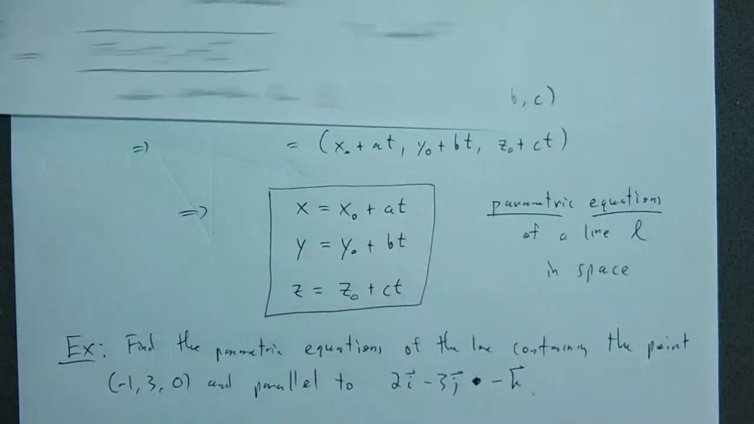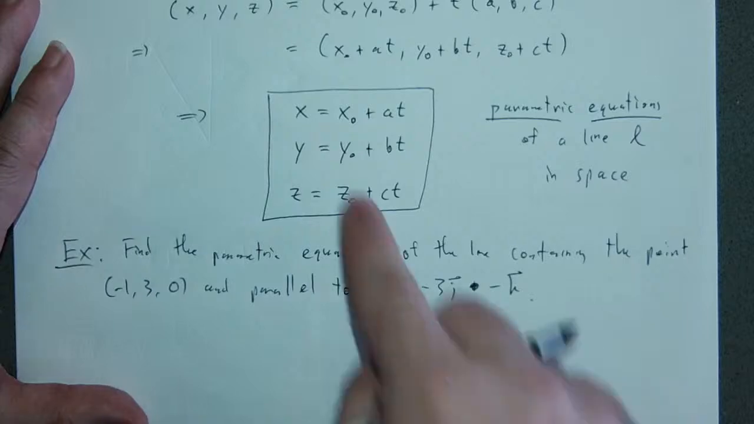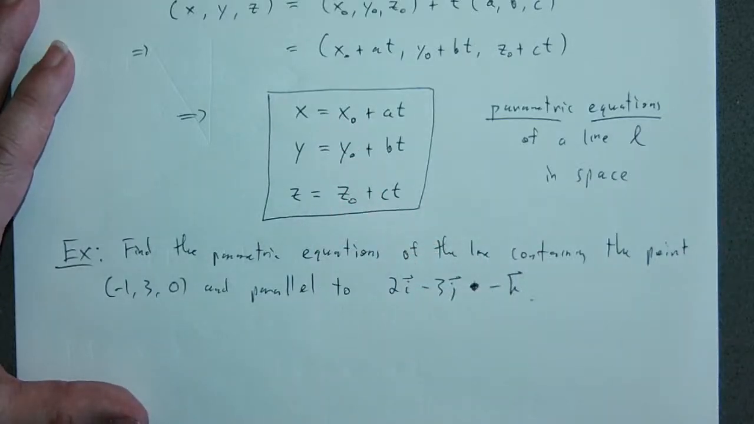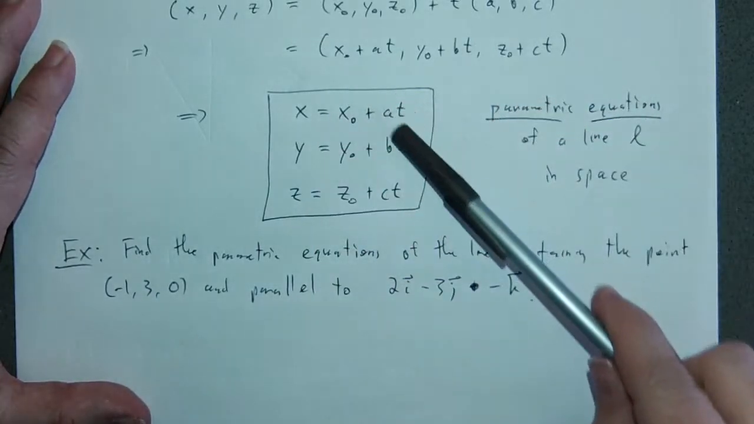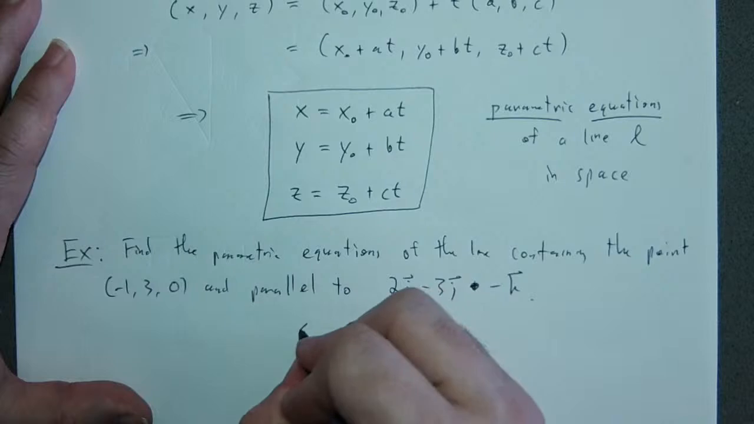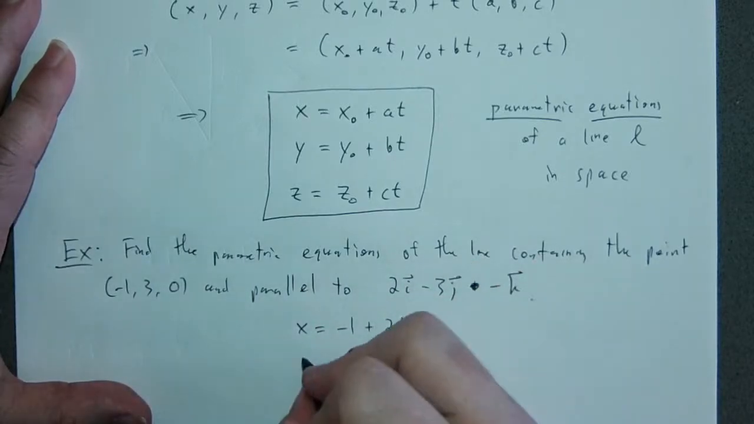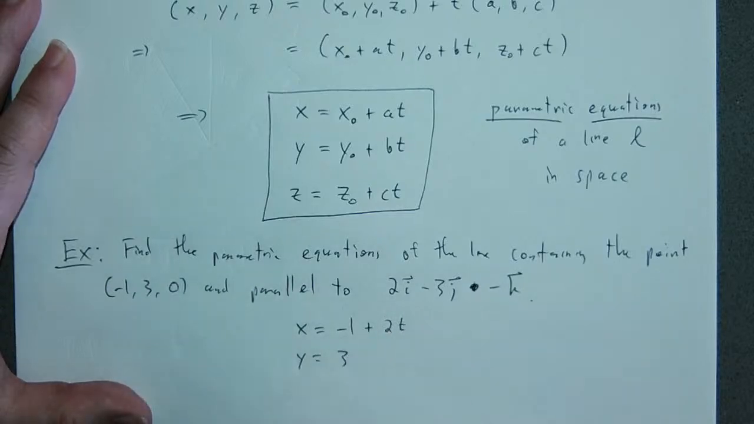Where did x naught, y naught, z naught come from? Those are the components of my point that was on the line. Where did a, b, and c come from? Those were the components of the vector that's parallel to the line. So what are the parametric equations of the line containing the point (-1, 3, 0) and parallel to this vector? Well, x is -1 plus 2t, y is 3 minus 3t, and z is 0.